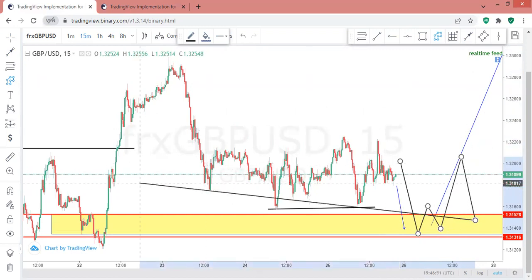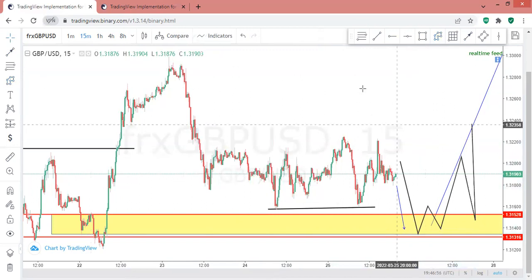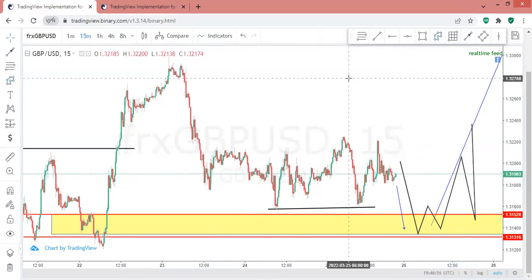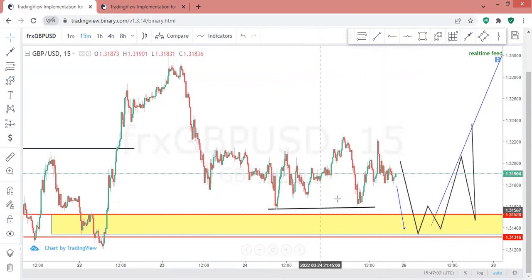So the essence of making use of lower time frame is this: I've already established on higher time frame that the market is on a downward trend, but I know the market will go up. That's why I quickly look for a lower time frame 15 minutes buy entry.